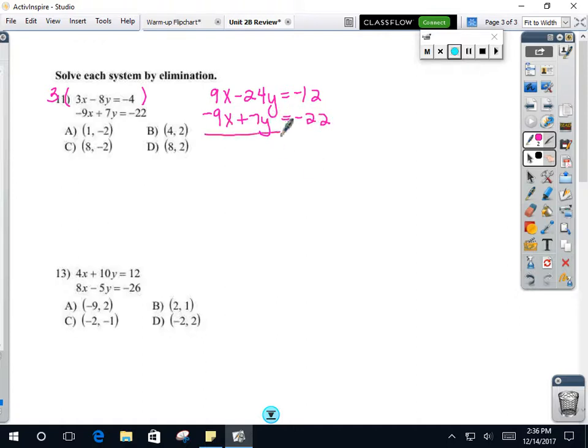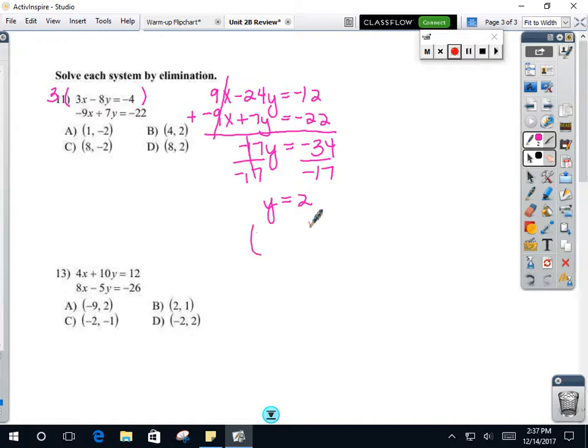Okay, then now that the x's are ready to eliminate because they have the same number but with opposite signs, you add the equations together, causing the x's to cancel out because they become 0x, the y's to become -17y, and the constants to combine to be -34. Now to get y by itself, what do you do? Divide by -17, and so y equals 2.